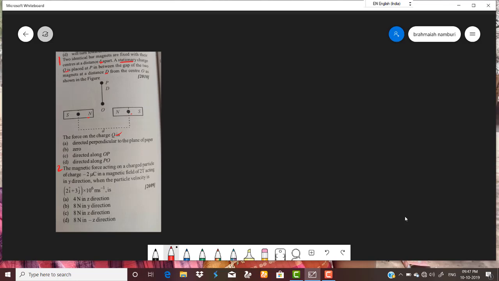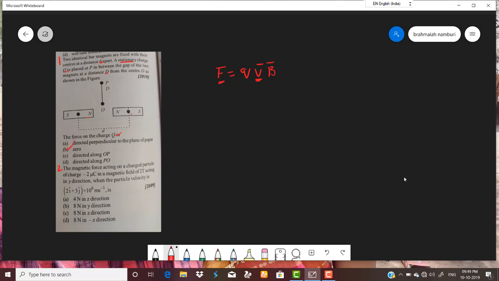But you have to think about this question. So actually the magnetic force F equals Q V B. Here Q is the charge, V is the velocity, B is the magnetic field. The question is asking about velocity. So here you should concentrate on the charge being stationary. Stationary charge means there is no velocity. Velocity is 0, so force is also 0. So the force on the charge Q is 0. Option B is the right answer.